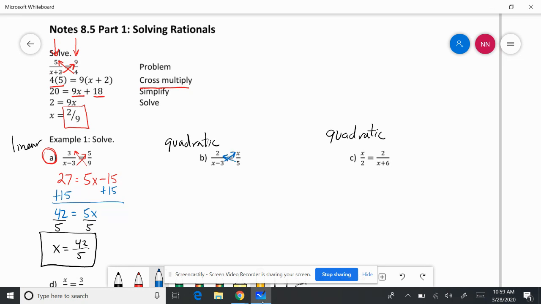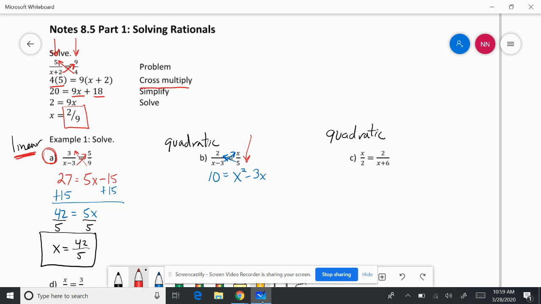We cross multiply. 10 equals x squared minus 3x. Once again, 5 times 2 is 10. X times x is x squared. X times negative 3 is negative 3x. This one is different because it's a quadratic.